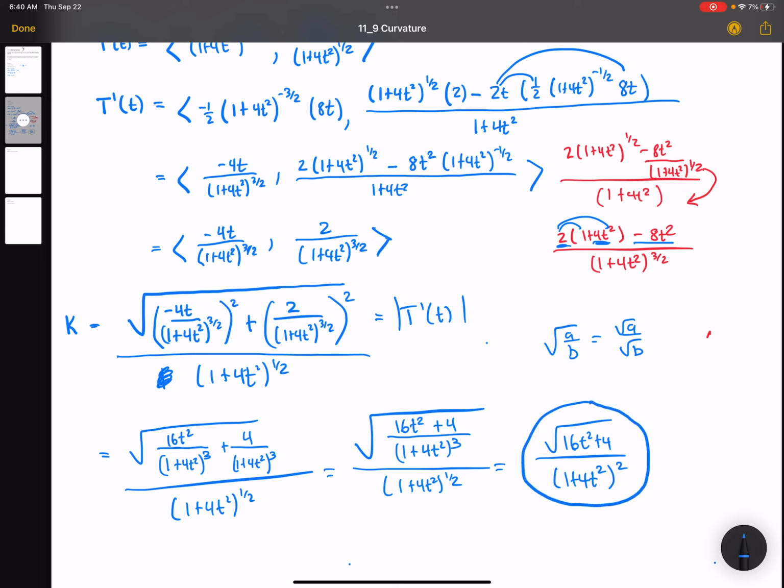And again, all this would do is tell us, at different points of t, what the curvature is, the rate of change of the unit tangent vector.